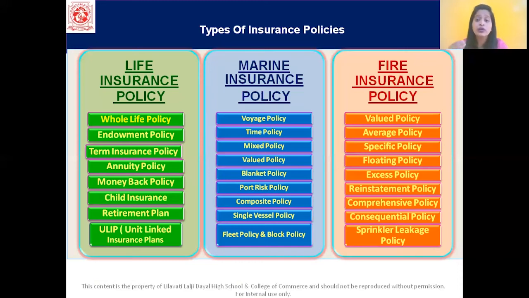Last one is sprinkler leakage policy. It covers loss caused by the leakage of an automatic sprinkler system. So if there is a leakage, you can enroll in this sprinkler leakage policy. Let's have a quick recap of fire insurance policy. So we have valued policy, average policy, specific policy, floating policy, excess policy, reinstatement policy, comprehensive policy, consequential policy, sprinkler leakage policy.